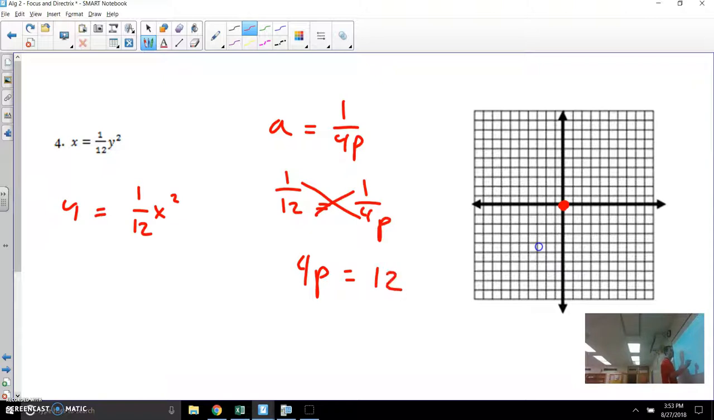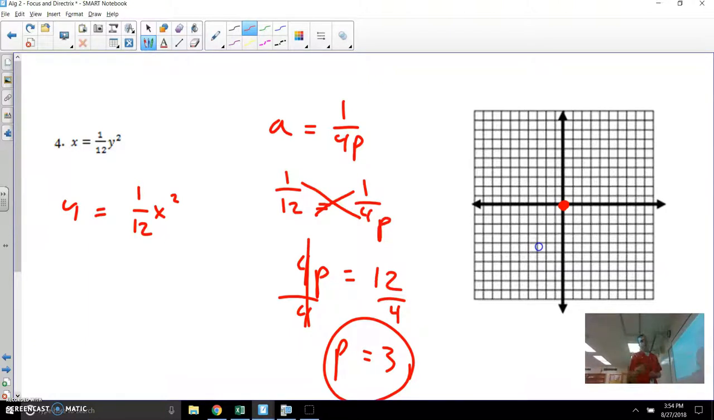12 times 1. So that's called cross multiplication, when you're solving for a fraction that equals another fraction. And let's divide by 4. And you get 12 divided by 4, 3. So that means that the distance up to the focus or the distance down to the directrix is the same, and that distance is 3.